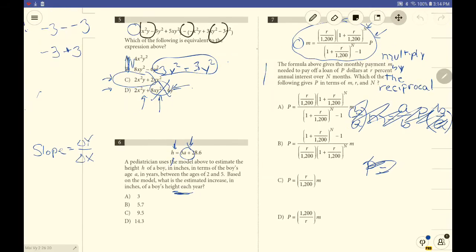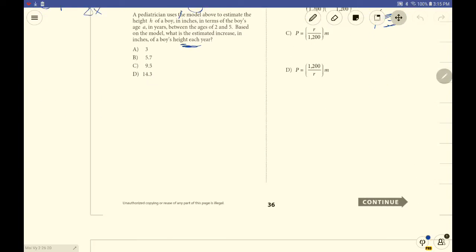And number 6 is interpreting what the slope of that equation is, the amount that changes every year. In a linear equation, another way of defining slope is the amount that y changes every time 1 unit of time goes by. So in this case, it's how much the height changes as every year goes by. Number 7, we're just looking at how to solve that equation for p, and multiply by the reciprocal is the quickest way.